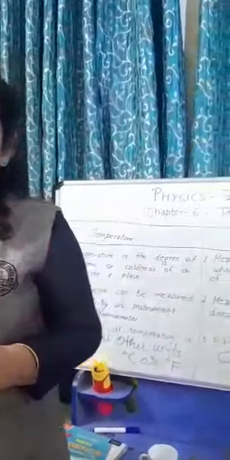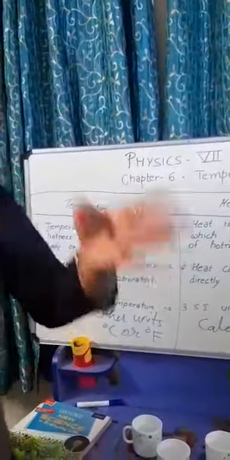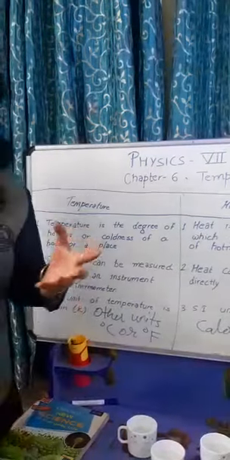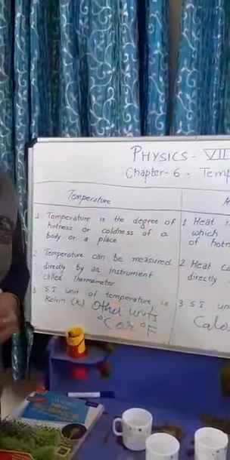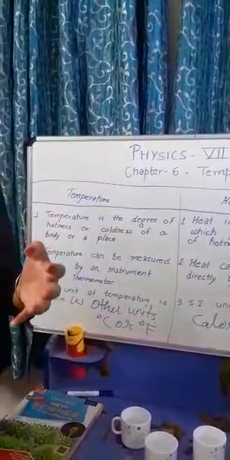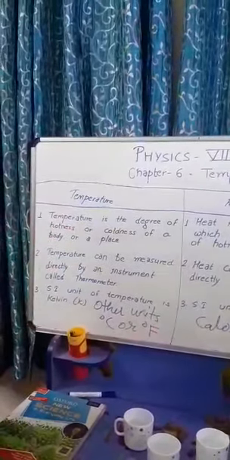So what is temperature? Temperature is the degree of hotness or coldness of a body or of a place. So how will you find the temperature, or how will you find whether a body is hot or cold? Very simple. You will say we will touch and tell. But is that the correct method to tell whether a body is hot or cold?